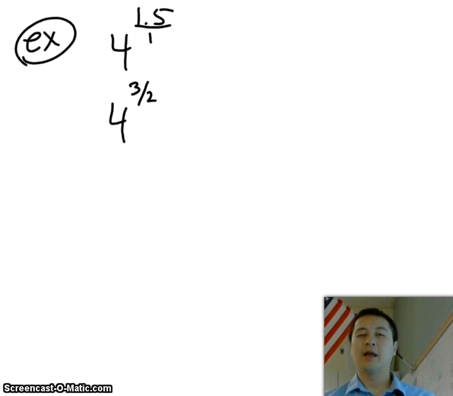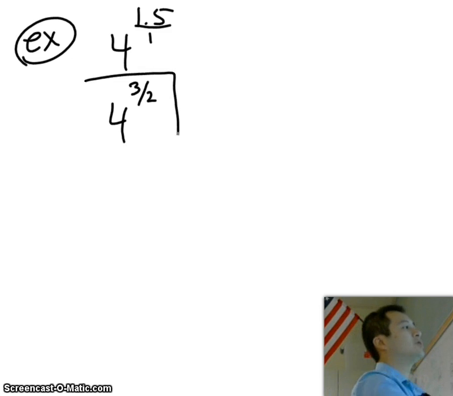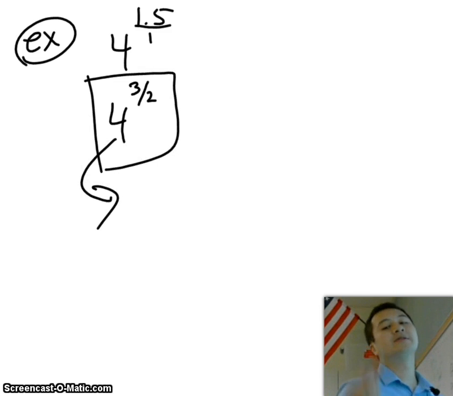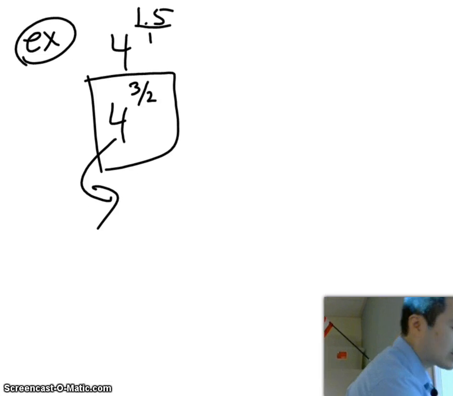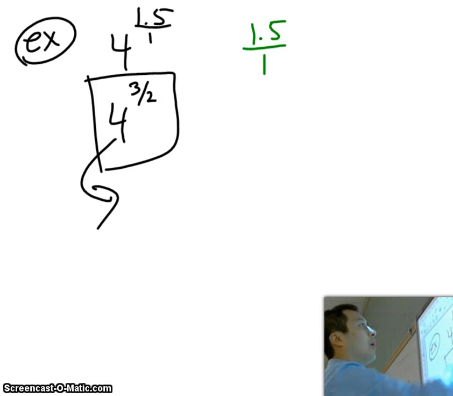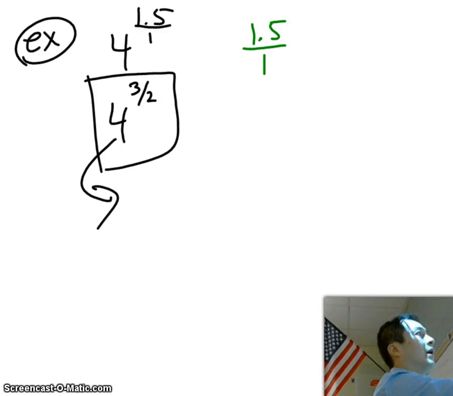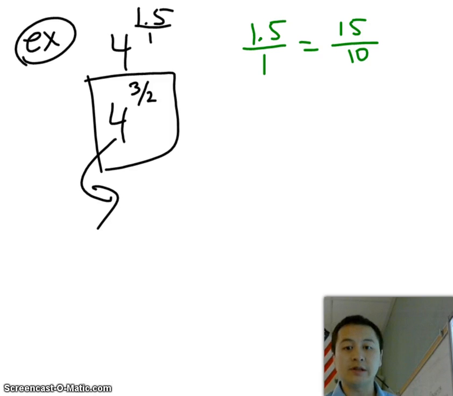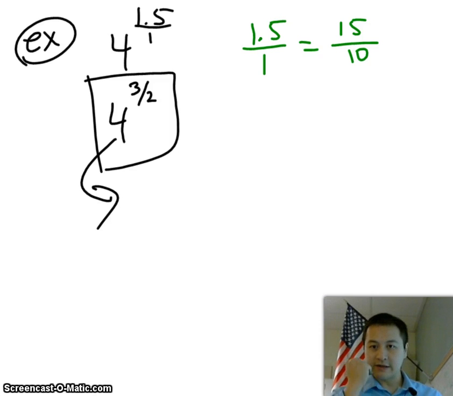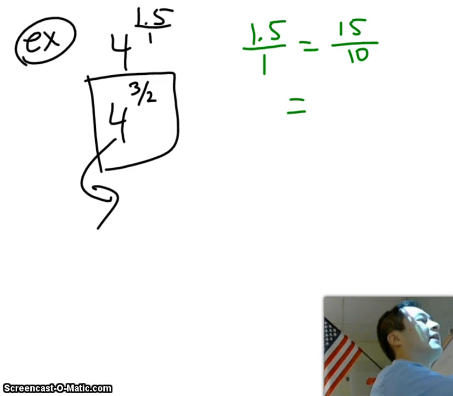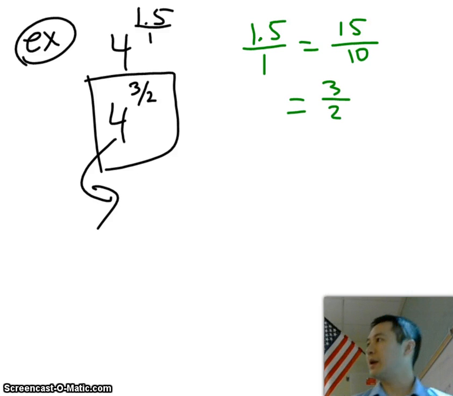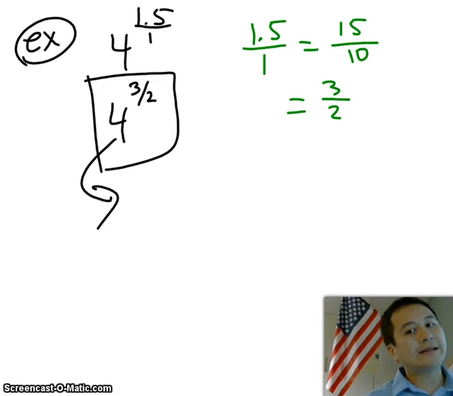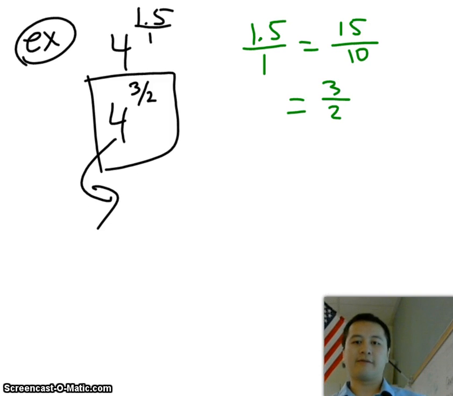Sound good? Alright, if you don't know how to convert into fractions, let me show you real fast. And then what you do is you do what we just did. How do you convert that into fractions? So 1.5 over 1. Move the decimal over 1. That becomes 15. Move the decimal over 1 is 10. 15 over 10. Reduce it. What number goes into both? It's 5. Top divided by 5 is 3. Bottom divided by 5 is 2. 3/2. If you take 3 divided by 2 in your calculator, you get 1.5. If you take 15 divided by 10 in your calculator, you're going to get 1.5. Sound good? Does that answer your question?